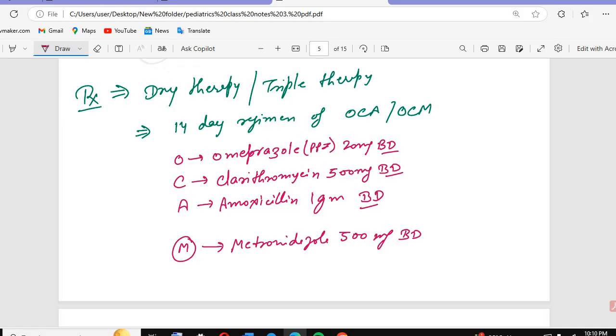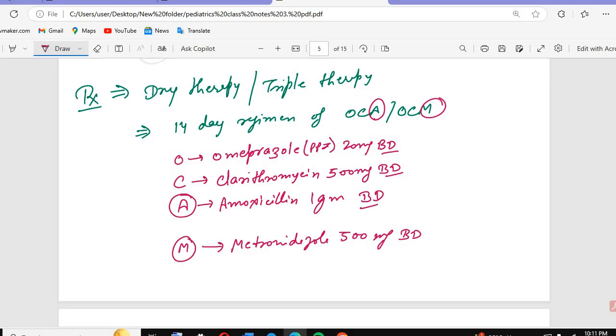Then you can go to the second line treatment, where you can add the tetracycline and bismuth, and also if in some areas there is some resistance, then you have to change the regimen. Like if the person is resistant to the PPI or resistant to the amoxicillin, you have to give another antibiotic in that patient. But that is not your concern. Just remember, we would have the triple therapy: omeprazole, clarithromycin, amoxicillin. If that is not in the options, omeprazole, clarithromycin, metronidazole. That's it. A and M, that you have to remember.